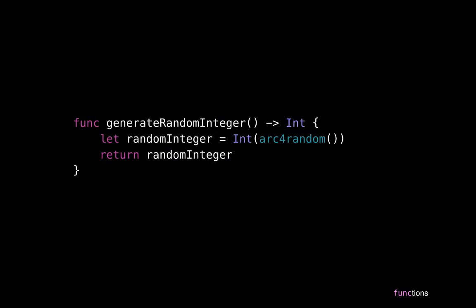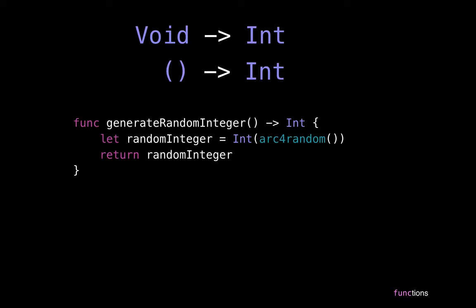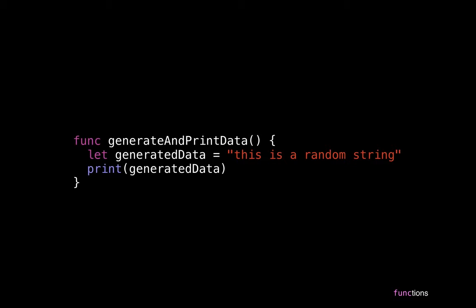All right, the generate random integer function is of type void to int or empty parentheses to int. You can write it as you prefer. This function doesn't take any arguments and returns an integer value, so clearly its type is from void to int. And finally, the last function that we had was called generate and print data. As the function doesn't take any arguments and doesn't return anything, you can basically write void to void or empty parens to empty parens, wherever you like. And this is the type of the third function.